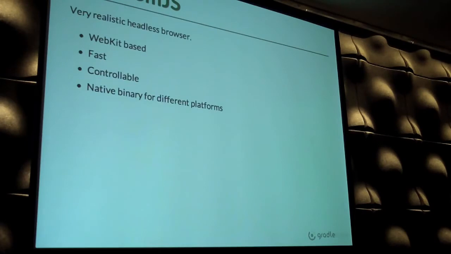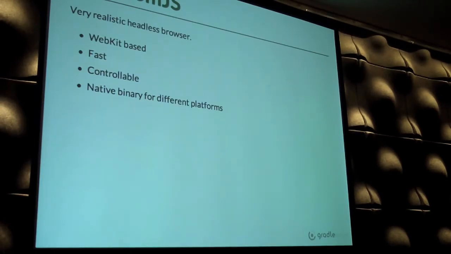With Phantom.js, it's a real engine. It's the same kind of engine that Safari and Chrome are using. It's fast, because those engines are fast. It's actually faster than Safari and Chrome because it doesn't have to do any painting to the screen, so it gets a bit of optimization there. Being headless, it's quite controllable. We can script it and we can automate it.